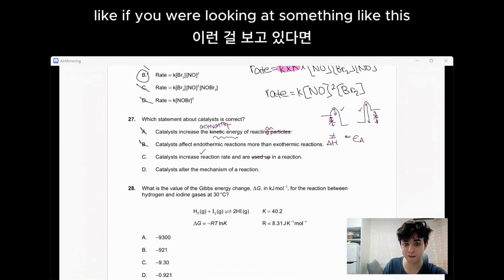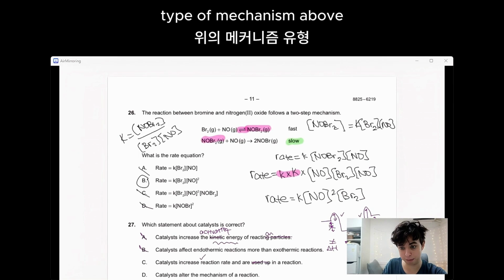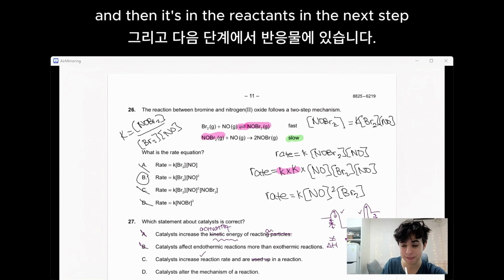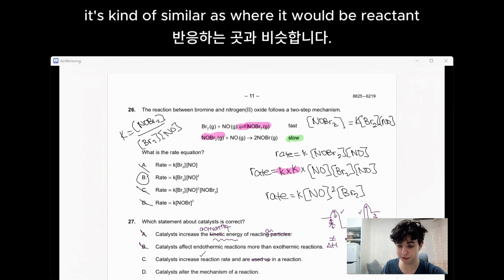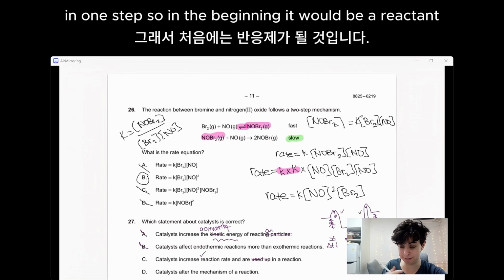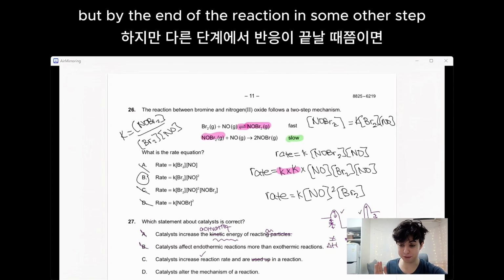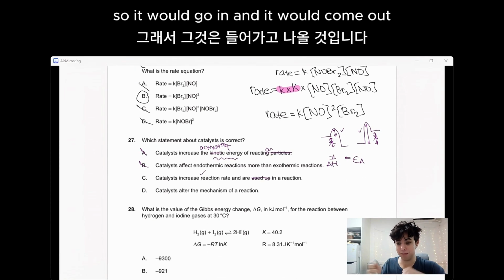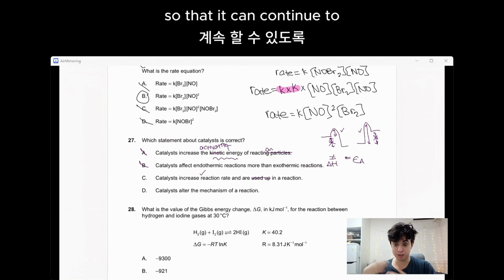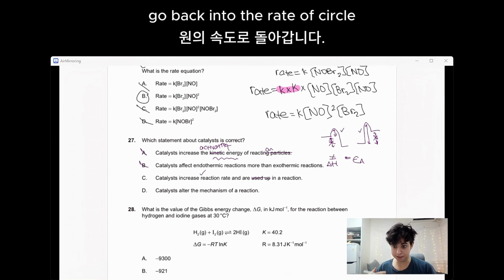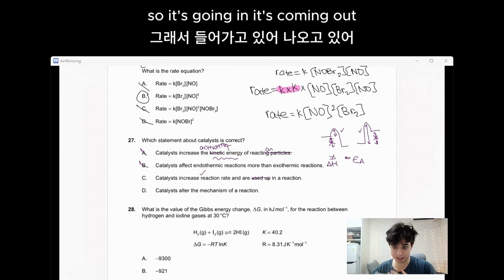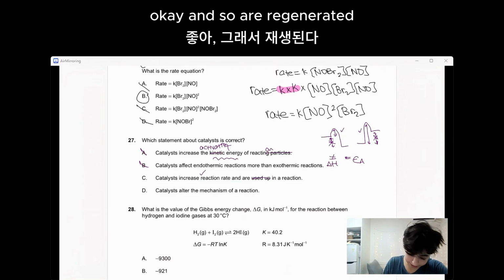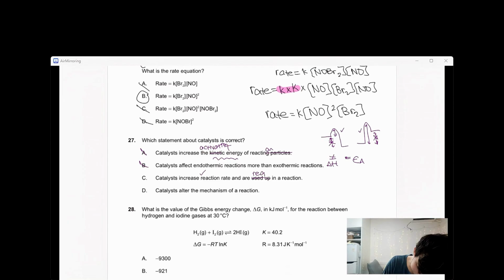And so catalysts, like if you were looking at this type of mechanism above, an intermediate is where it's in the products and then it's in the reactants in the next step. For a catalyst, it's kind of similar, where it would be a reactant in one step. So in the beginning, it would be a reactant, but by the end of the reaction, in some other step, it would be regenerated. So it would go in and it would come out so that it can continue to go back into the circle. So it's going in, it's coming out, it's being regenerated so that it can keep doing its thing and increasing the reaction rate. Okay, and so they are regenerated.